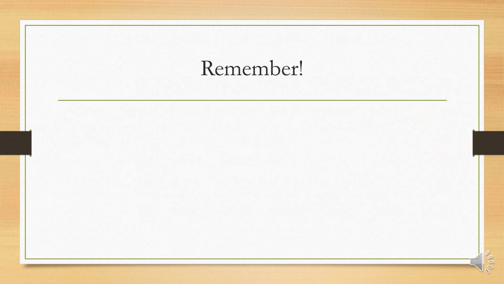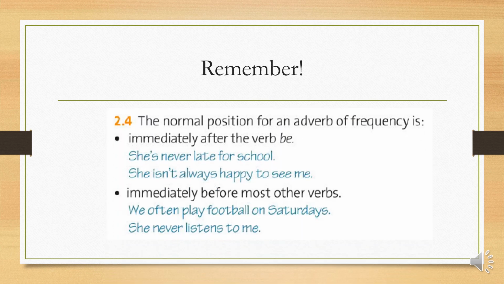Now, we're going to remember. The normal position of an adverb of frequency is immediately after the verb be. Dijimos que va inmediatamente después del verbo be. She is never late for school. She isn't always happy to see me. And immediately before most other verbs. Ejemplos: We often play football on Saturdays. She never listens to me.